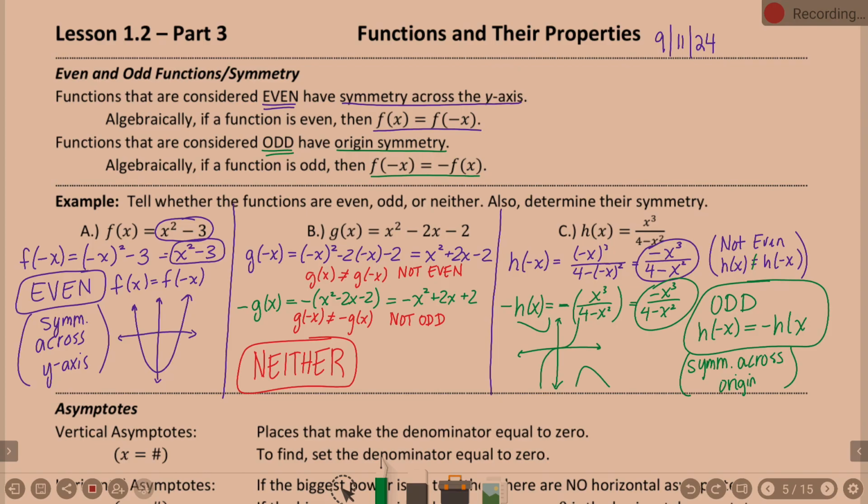Okay. There's your even, odd, and neither. Test even, then test odd, and then if all else fails, it's neither. Okay. We ready to talk asymptotes? Yeah, I guess so. No. Asymptotes aren't too bad. I say we skip the end behavior though.